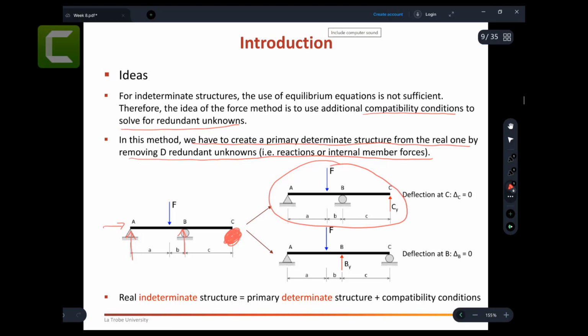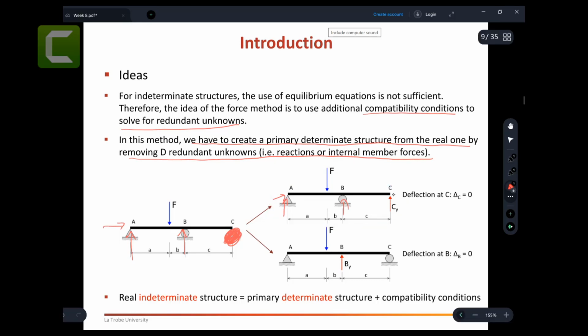How are you going to make the structure determinate? First, you find the degree of indeterminacy. From that degree of indeterminacy, you will know how many reaction forces you can remove from the beam to help you make the structure determinate. So this structure is the determinate structure. As you can see, 1, 2, and 3 unknown forces, 3 equilibrium equations, perfectly fine.